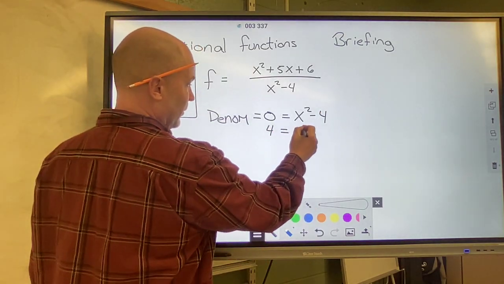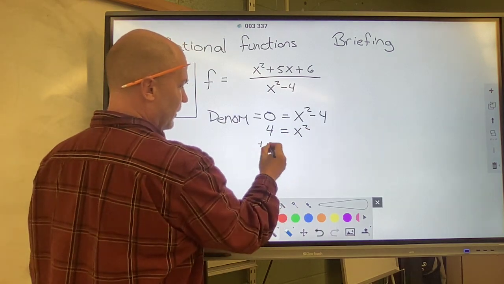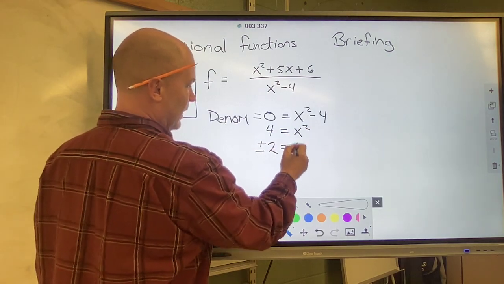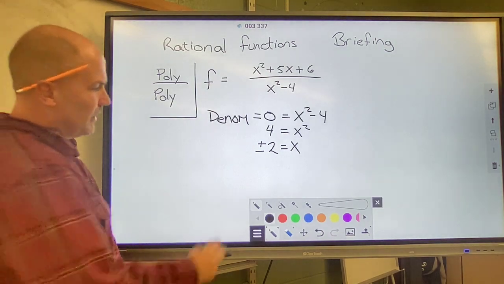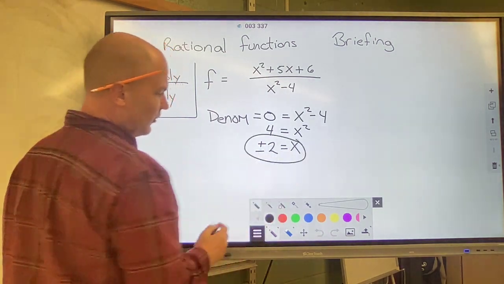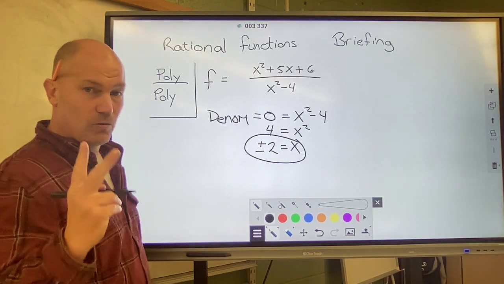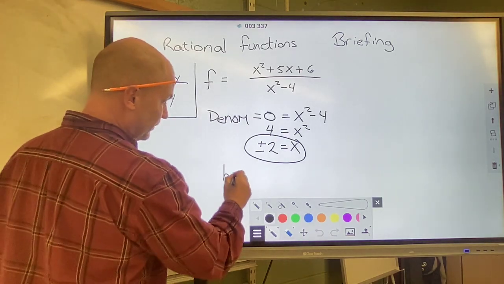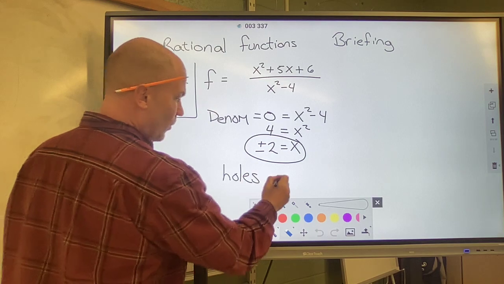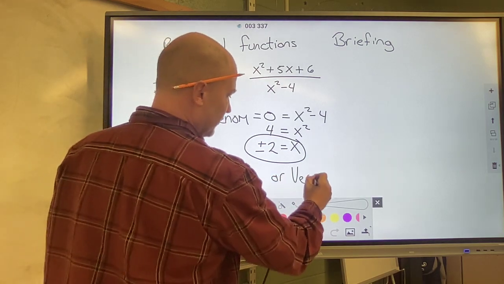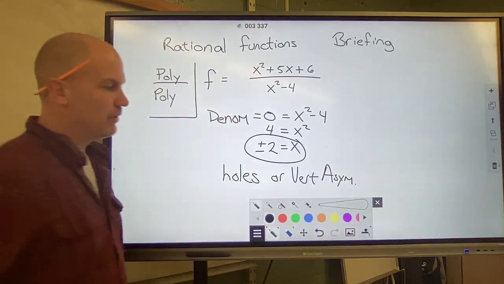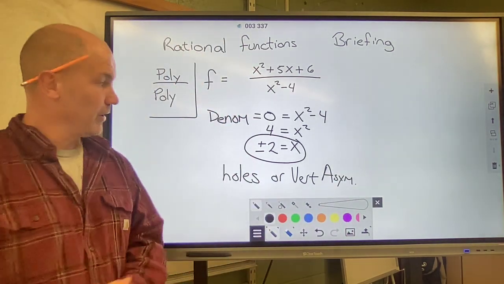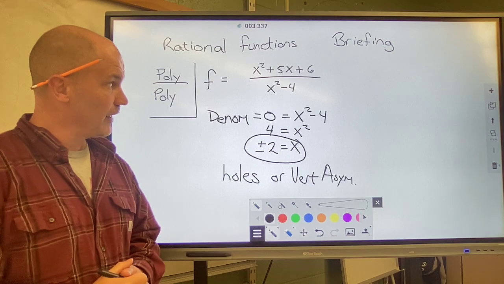We say 4 equals x squared, therefore plus or minus 2 is x. You could have factored it, you could have done a lot of things. This means that these values of x can be one of two things. They can either be holes or what are called vertical asymptotes. Okay? So we need to be able to talk about that. They're either holes or vertical asymptotes.